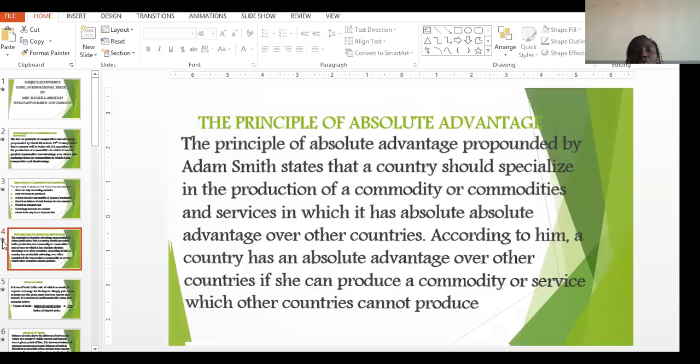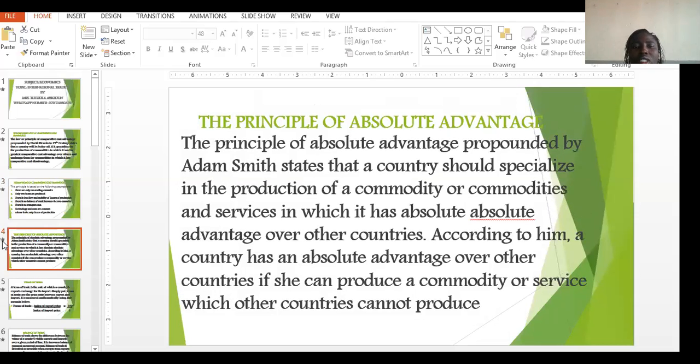Now let's look at the twin brother of comparative cost advantage, which is the principle of absolute advantage. The principle of absolute advantage propounded by Adam Smith states that a country should specialize in the production of a commodity or commodities and services in which it has absolute advantage over other countries. According to Adam Smith, a country has an absolute advantage over other countries if she can produce a commodity or service which other countries cannot produce.